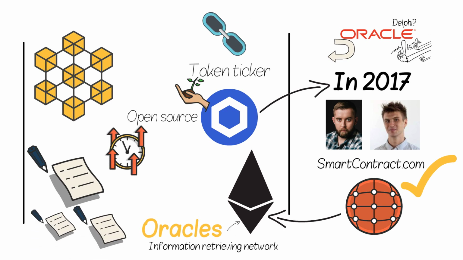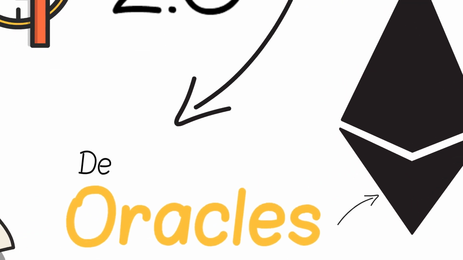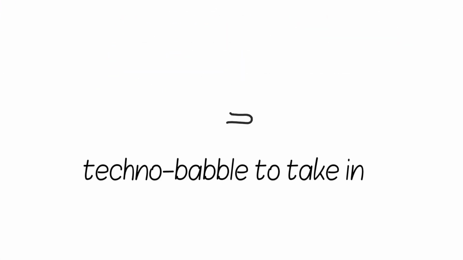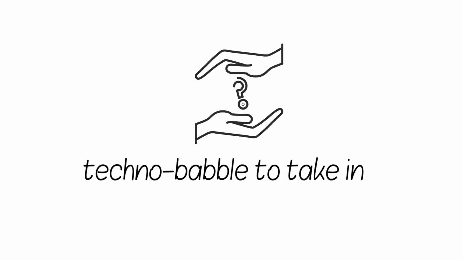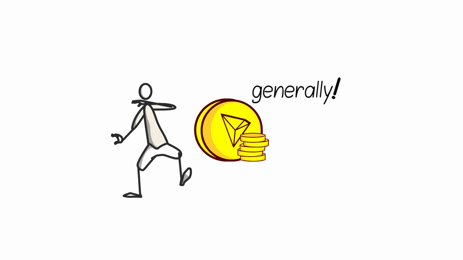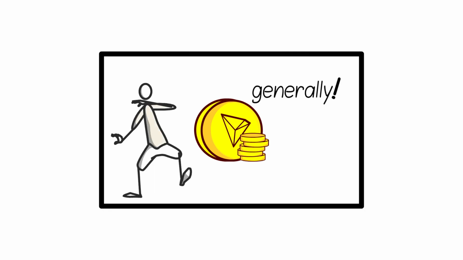But as time progressed and Chainlink 2.0 was introduced, we saw Chainlink pivot to the decentralized oracle network we see today. But that was a lot of techno-babble to take in. So first, let's break down some terminology so we're on the same page. I'm going to assume you know what a cryptocurrency is, at least generally. Otherwise, this would be kind of a strange video to have clicked on. Well, unless you were looking for a video on fencing, but I digress.